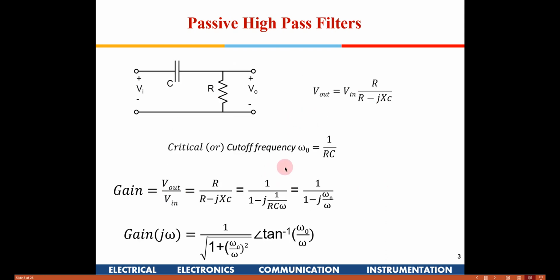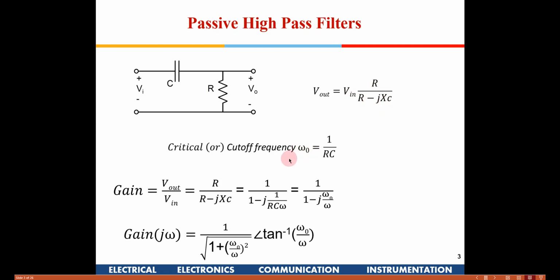We'll see the derivation aspect also. With that, we will be able to infer a lot of important things. So this is an RC circuit. If you see, V out is V in into R over R minus j XC, right? Because this is R and this is XC, so a potential divider rule we have used, where XC is nothing but 1 by C omega.